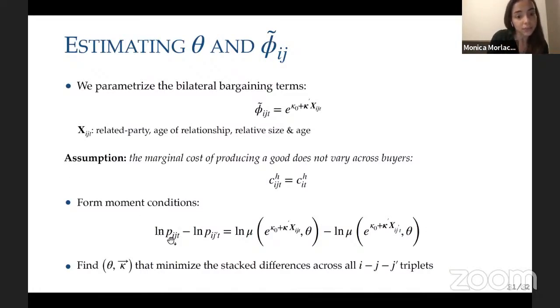To go slow here, the difference between the price that exporter i charges to importer j and j prime, given our identifying assumption, is going to identify the differences in markups across these two different buyers. Now, given estimates of rho and nu and all the other observables, the only thing that we don't observe, we can interpret these differences in markups as a function of differences in these bilateral bargaining terms. So effectively, we can use these equations to form a moment condition, and we can estimate these parameters as the ones that minimize the stacked difference between these triplets.